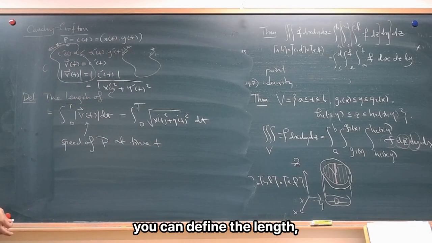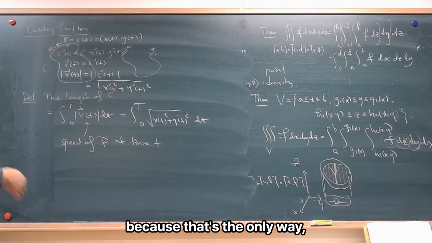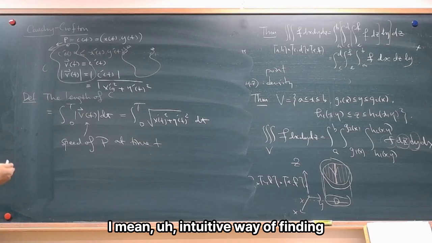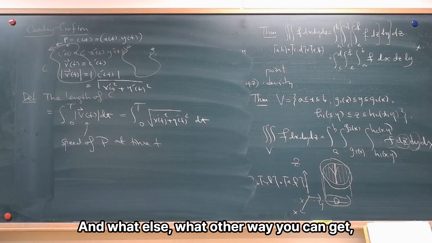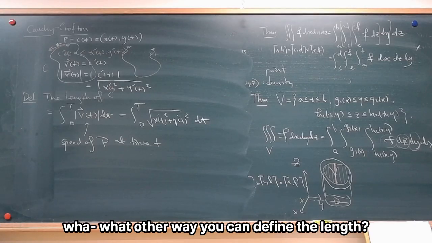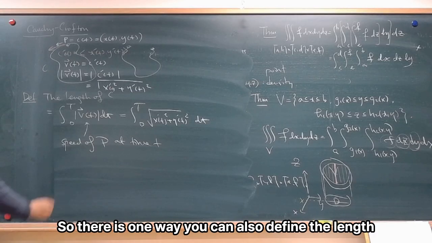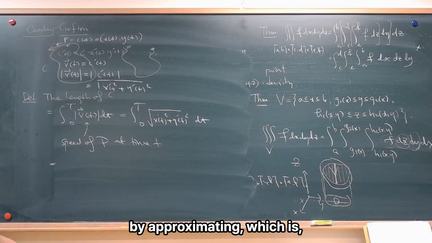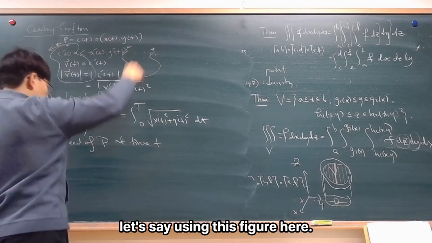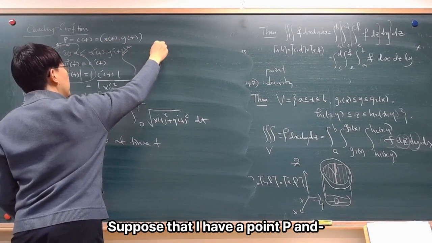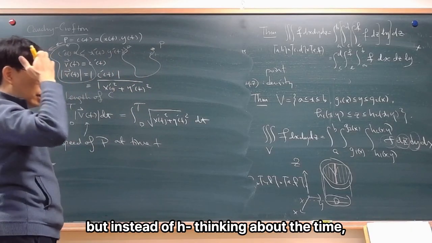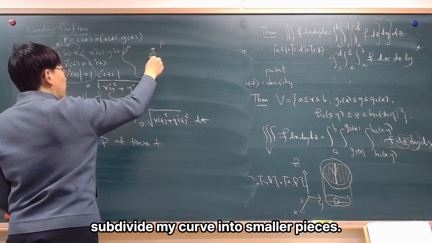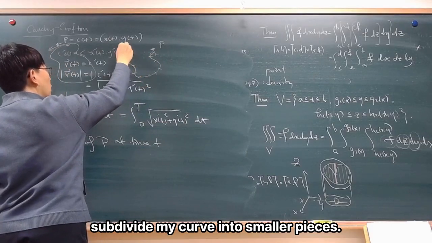right? So that's one way you can define the length, because that's the intuitive way of finding or computing the length of the curve. And what other way can you define the length? There is one way you can also define the length by approximating, using this figure here. Suppose that I have a point P, and I'm still moving my point, but instead of thinking about the time, I'm going to subdivide my curve into smaller pieces.